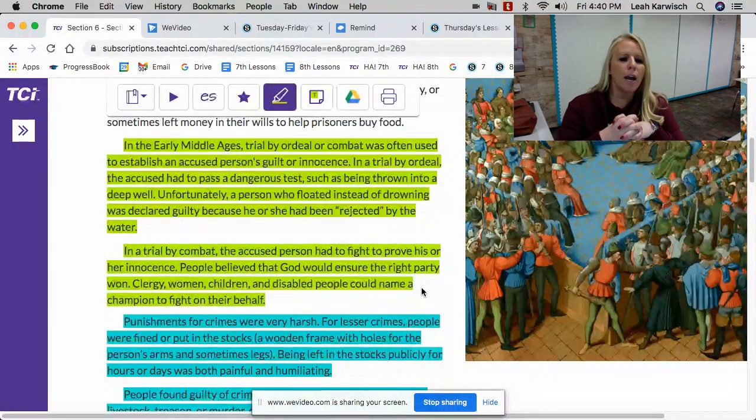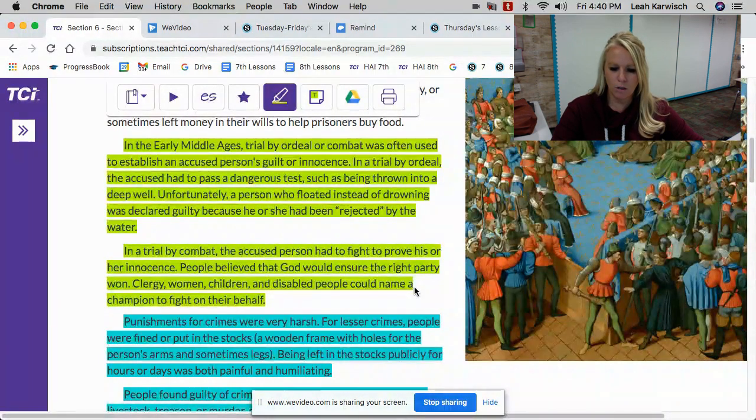They also had trial by combat. The accused person had to fight to prove his or her innocence. People believed that God would ensure the right party won. Clergy, women, children, and disabled people could name a champion to fight on their behalf. So there you go for number 1.